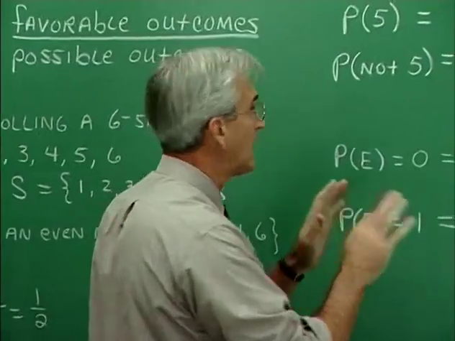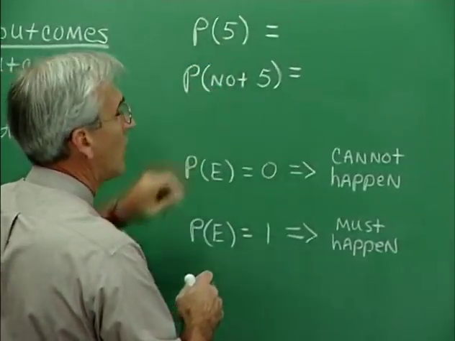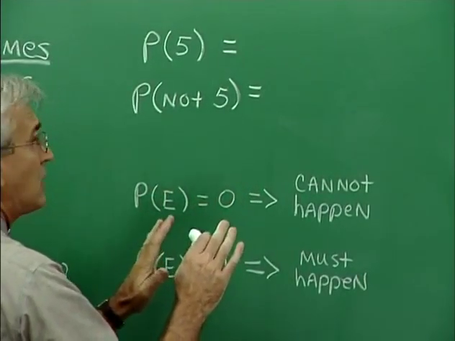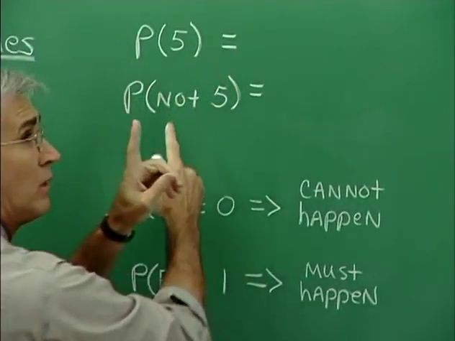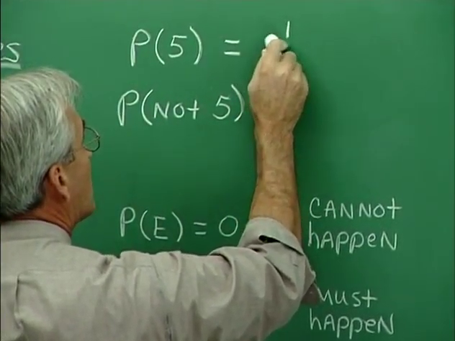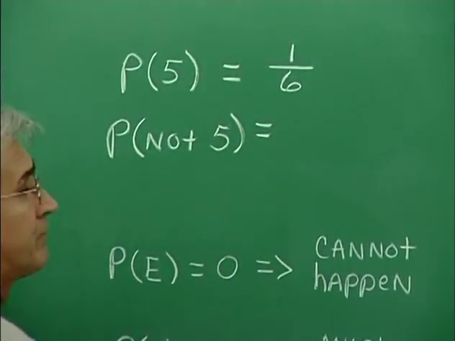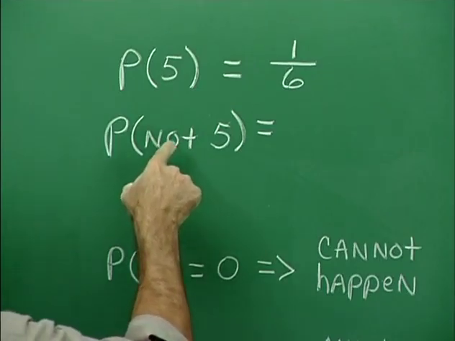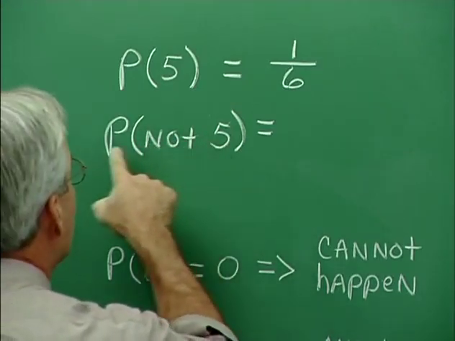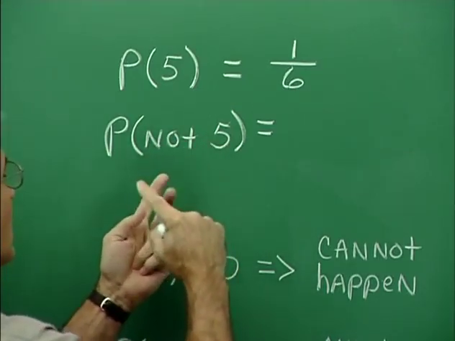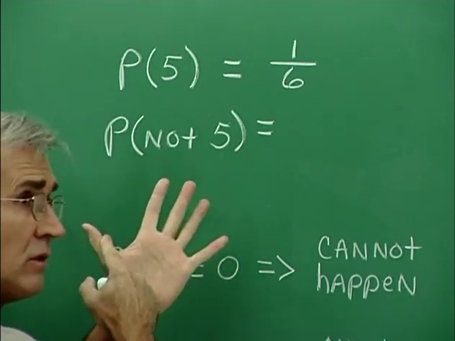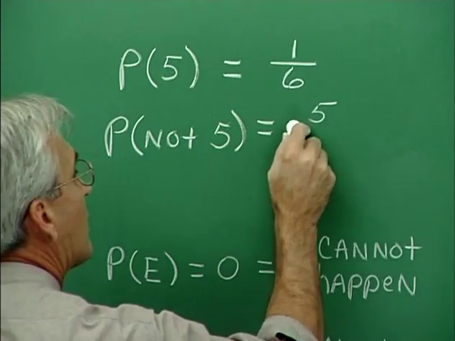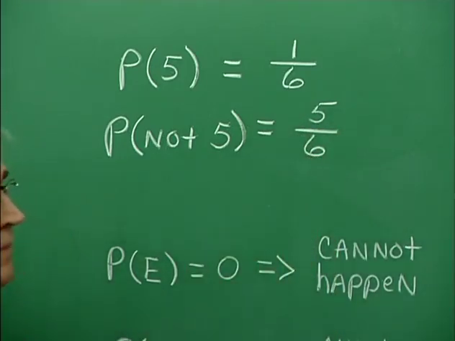Suppose we're talking about rolling a die now, and we want the probability of rolling a 5. Well, let's see. Favorable outcomes over possible outcomes. How many 5s are there? Well, there's only 1, and the possible outcomes would be 6. Now, what about the probability of rolling a number which is not a 5? So that would be the probability of a 1, a 2, a 3, a 4, and a 6. Well, there would be 5 of those out of the possible outcomes 6.